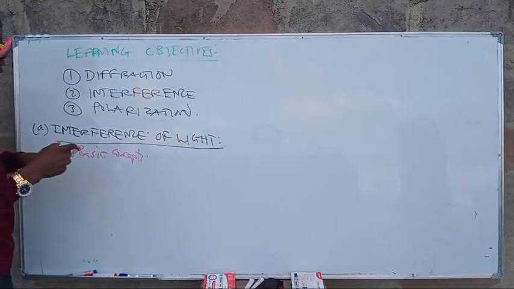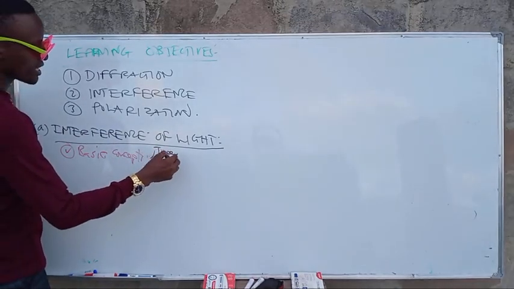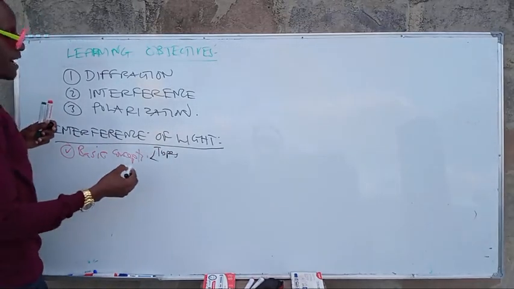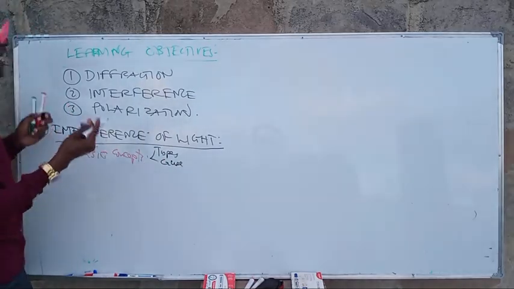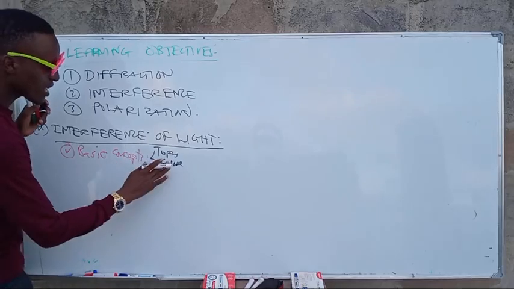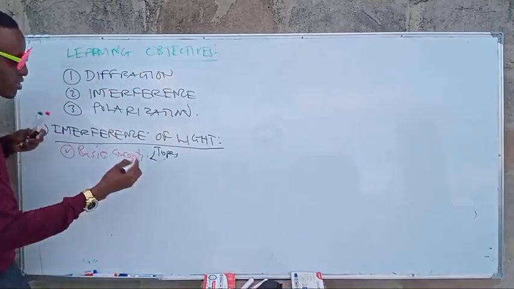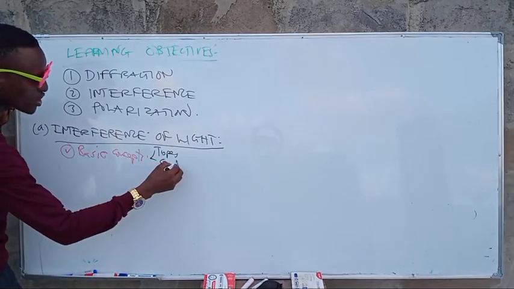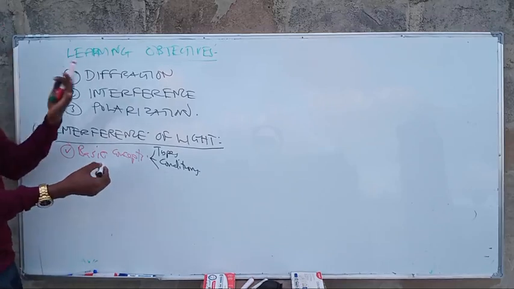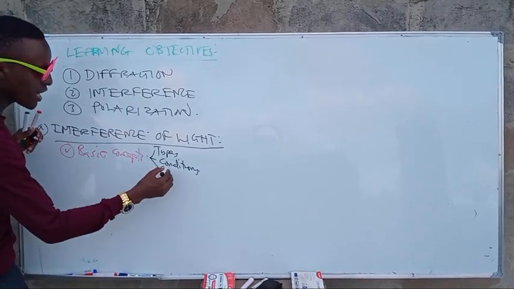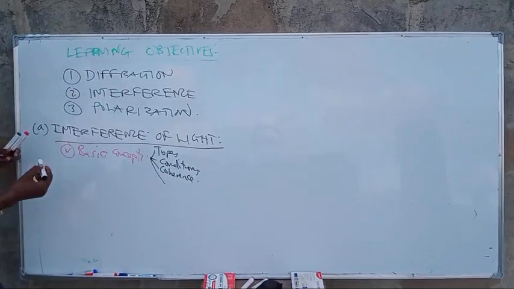And what are these concepts? You need to know the types of interference. You need to know the basic cause for the interference. You need to know about the conditions. You need to know the methods on how we can achieve coherence. This is about superposition.